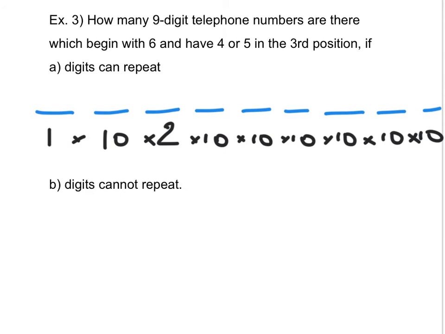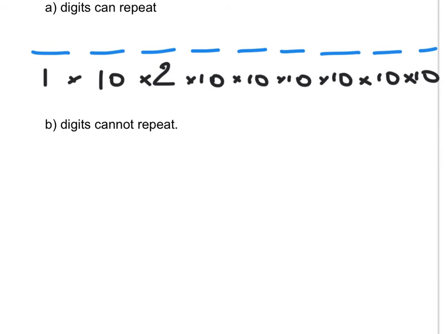Let's look at the next example. In this case, it's the same question, except the digits cannot repeat. So we go again. We have 1, 2, 3, 4, 5, 6, 7, 8, 9 positions. The first position must be 6, so we have one option. We have 2 options for the third position, because it can only be 4 or 5. We've only 2 numbers we can choose from.